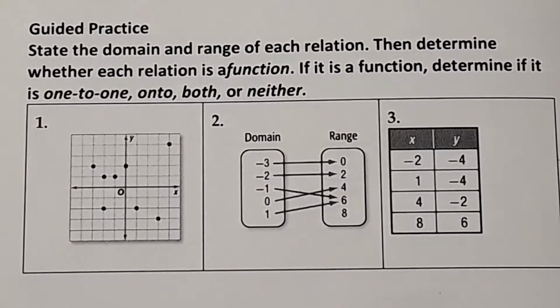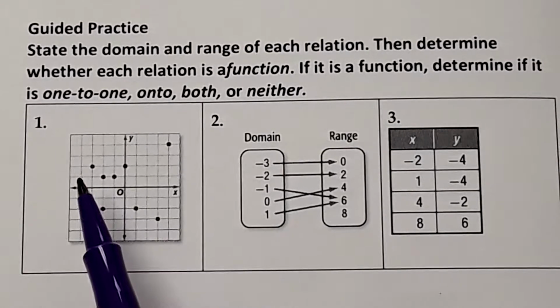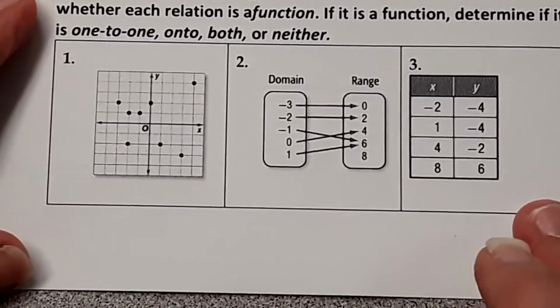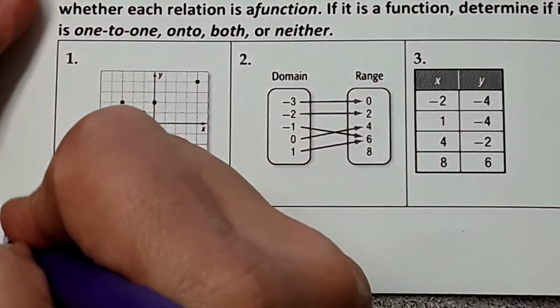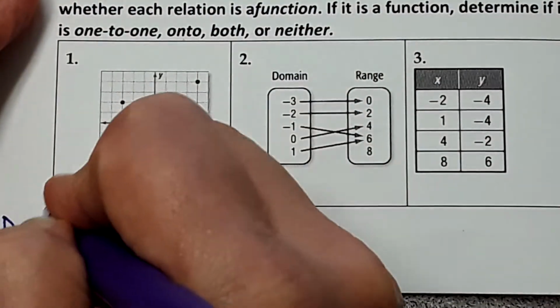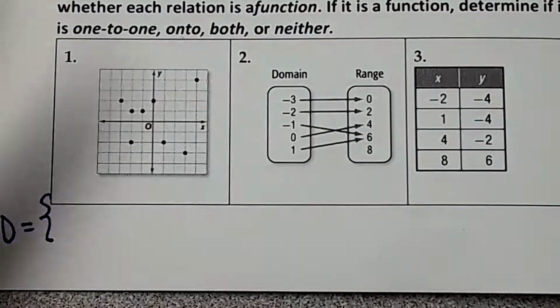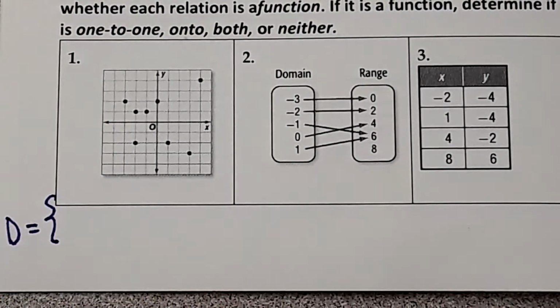So you guys, the first thing that we're going to do is list the domain for number 1. To list the domain, we're going to put D, and I usually put equals, and then those little bracket things that you guys want to practice so much. And we're going to list our X's, okay? Now, there's a couple things that you can do. Remember, if an X repeats, you only write it once.